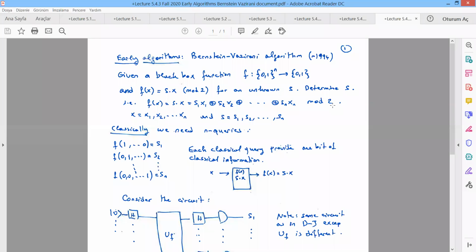s is actually the secret string of the circuit, the inner product is the circuit itself. In other words, f of x equals s dot x equals s1 x1 plus s2 x2 plus dot dot dot plus s sub n x sub n, modulo 2. This is what f of x is. Again, as we have seen, x is an n-bit string, and s is also an n-bit string, but we don't know s. This is the black box model. We don't know s, but we want to compute what s is with the minimum number of queries. That's the problem.